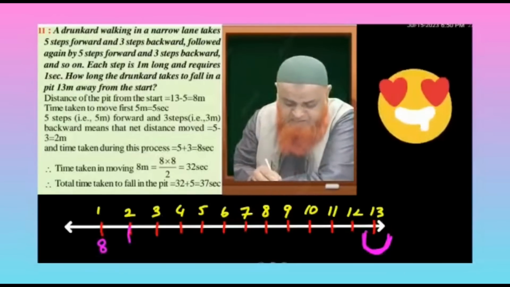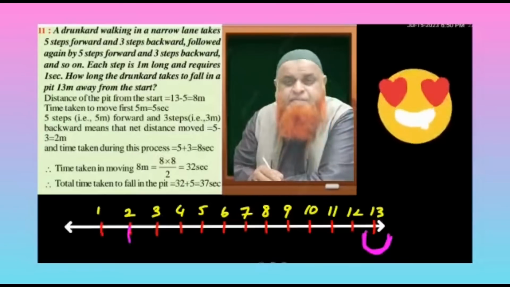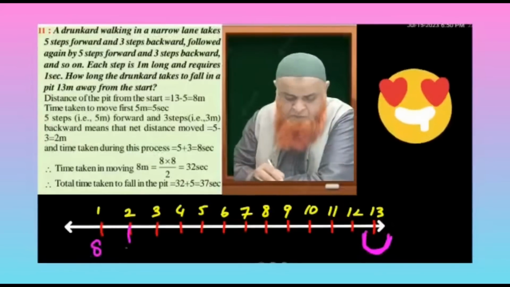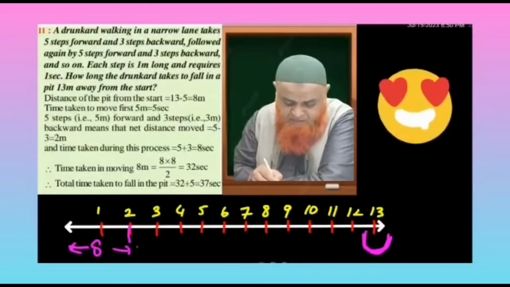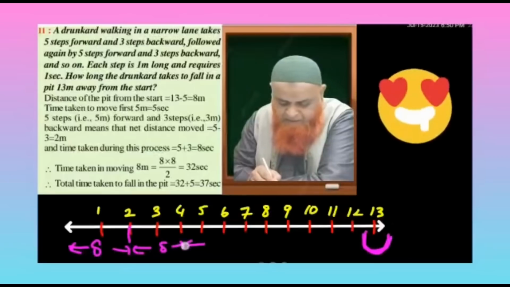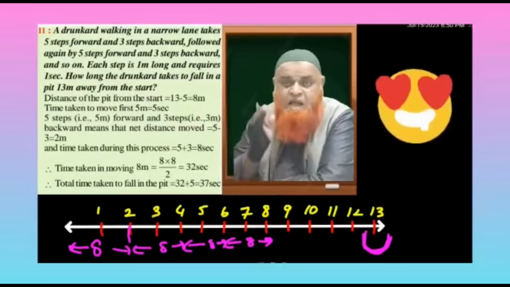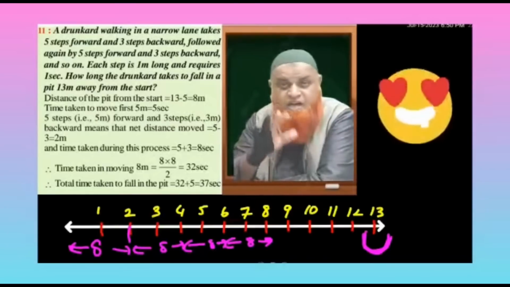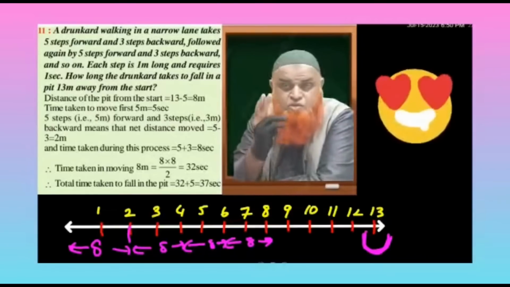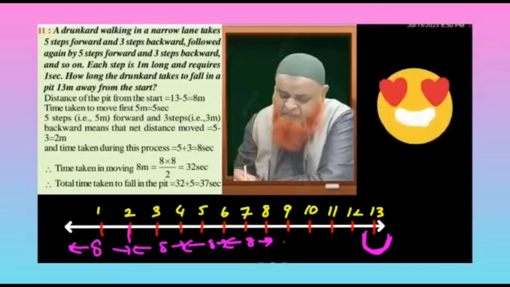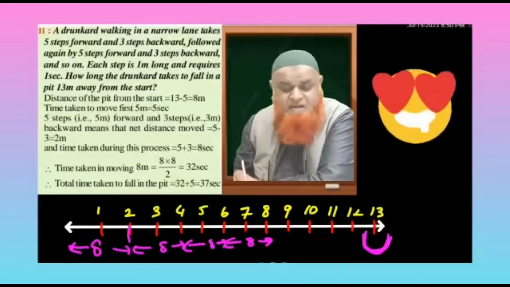So up to here, 2 meters, okay? 2 meters in 8 seconds. Again, the next 2 meters in 8 seconds, and again, the next 2 meters in 8 seconds. Up to 8 meters, 4 times he is taking 2 meters in 8 seconds. That is enough. 8 fours are 32.